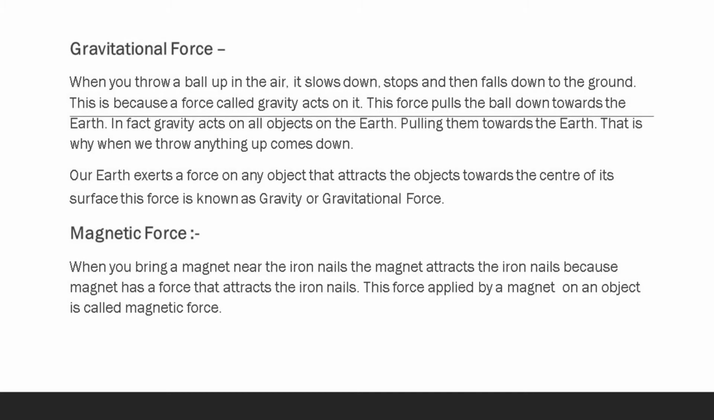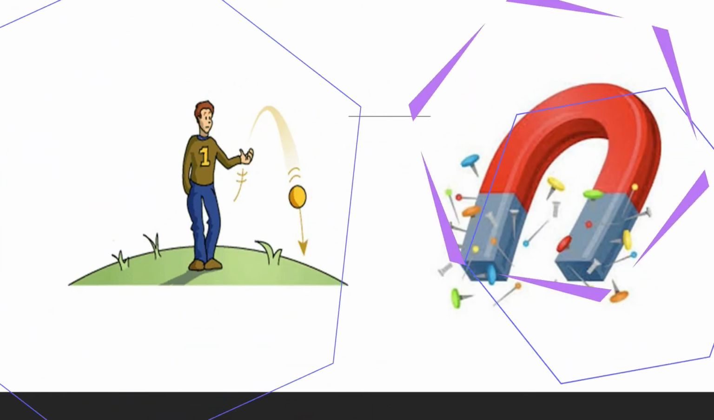So anything which is moving up has to come down because Earth attracts the objects toward the center of its surface. And this force is known as gravitational force. Second is magnetic force. You must have seen magnets. When you bring iron nails toward the magnet, what happens? The magnet attracts the iron nails because the magnet has a force that attracts the iron nails. This force applied by a magnet on an object is called magnetic force.